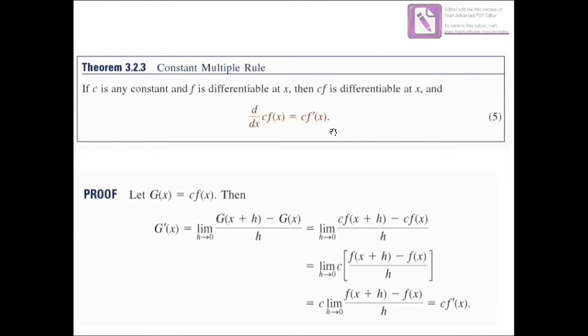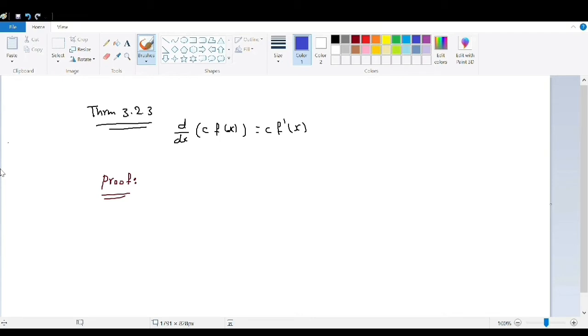Let us prove this theorem. We want to prove theorem 3.2.3, the derivative of C multiplied by f of x is equal to C multiplied by f prime x, where C is any constant. First, we define a function, for example, g of x, which is equal to C f of x. Now we want to show that the derivative g prime x is equal to C multiplied by f prime x.